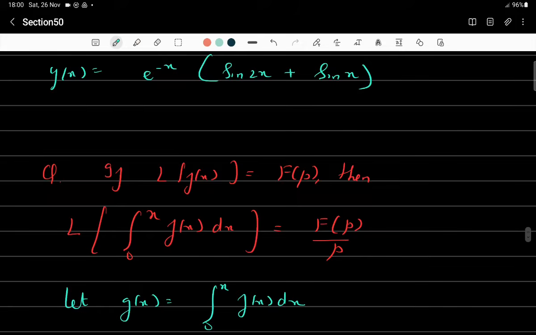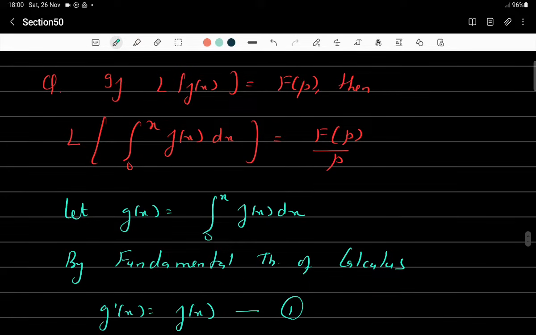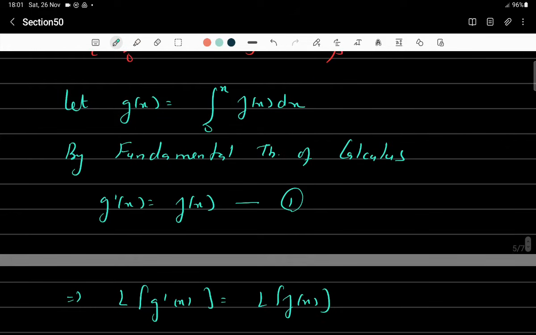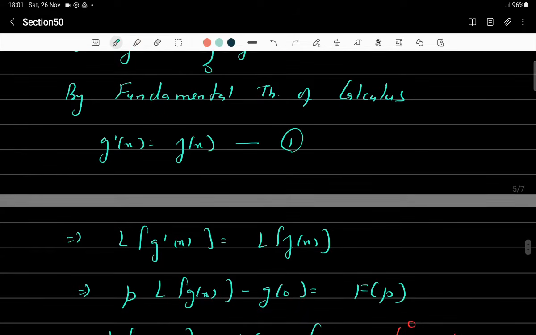So let's take the integral from 0 to x of f of x dx as g of x and differentiate both the sides. So it becomes g dash x is equal to f of x by the fundamental theorem of calculus. Now apply Laplace transform on both the sides. We have just computed the Laplace of y dash, so therefore we can compute the Laplace of g dash x, which is p times Laplace of g of x minus g naught, is equal to f of p, because Laplace of f of x is f of p.